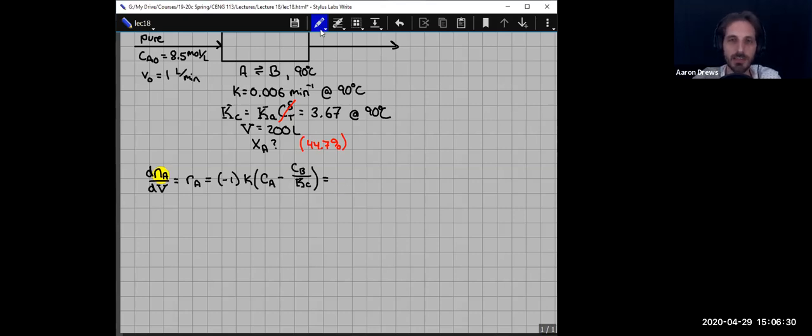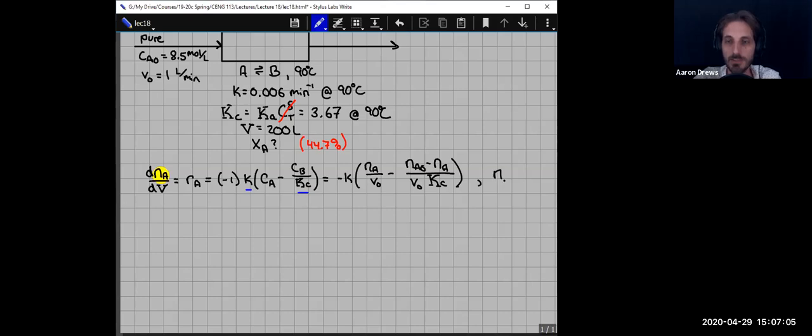So the two k's are okay. I can leave this k and this k. They're essentially constants, so I'll still have minus k. But C sub A, since it's a liquid, can be written as NA over V0. And C sub B, which we had shown in the previous one by stoichiometry, is equal to NA0 minus NA divided by V0. And then that will be multiplied by KC. So that was the form that we had.